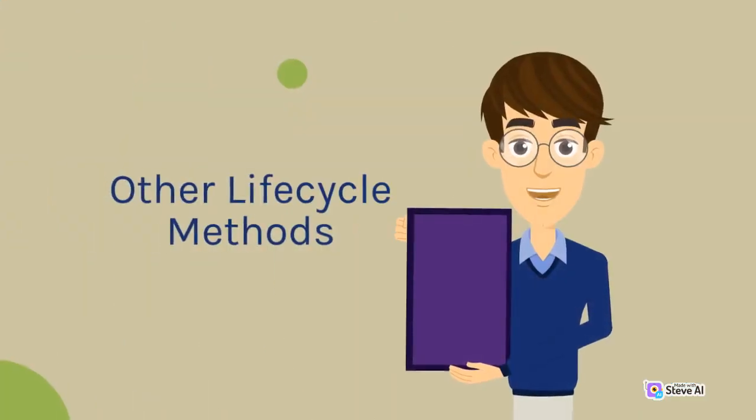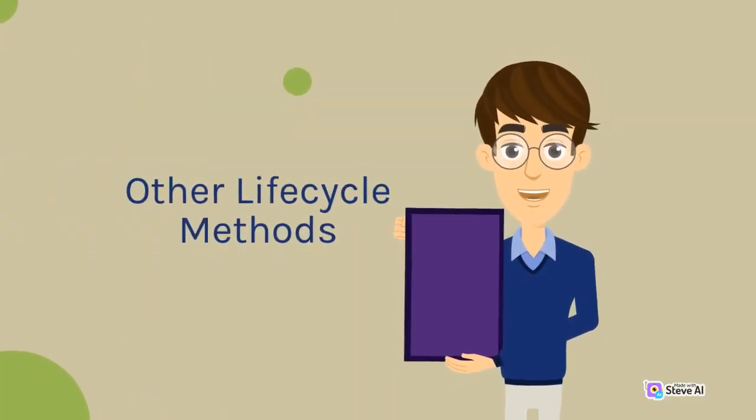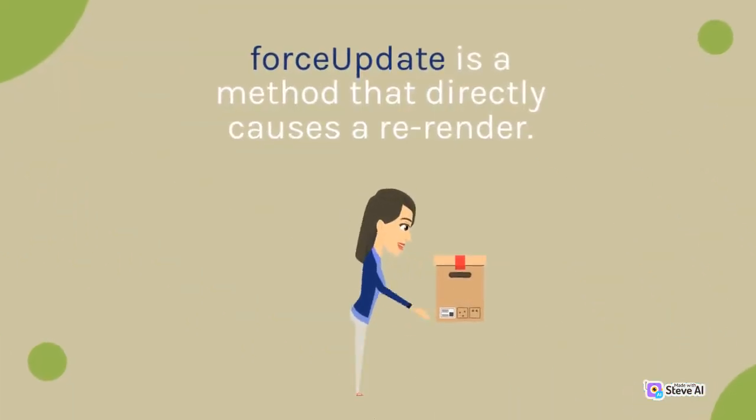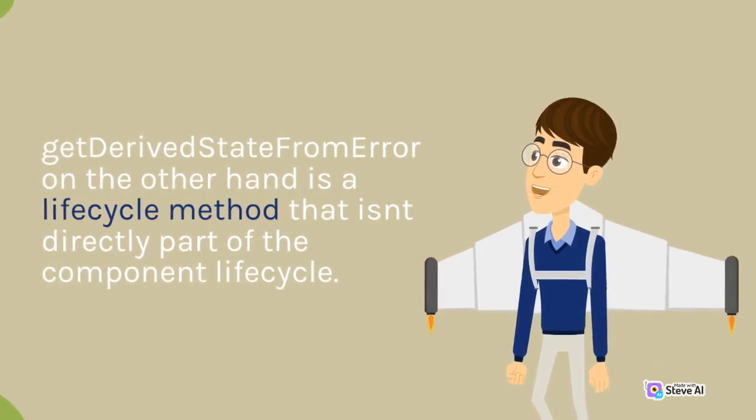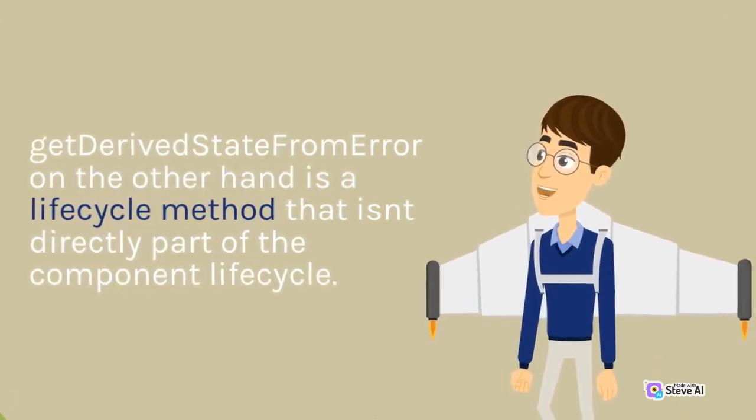Other lifecycle methods. forceUpdate is a method that directly causes a re-render. getDerivedStateFromError, on the other hand, is a lifecycle method that isn't directly part of the component lifecycle.